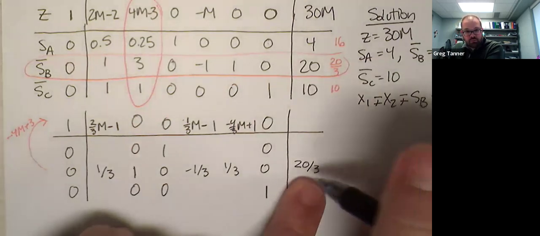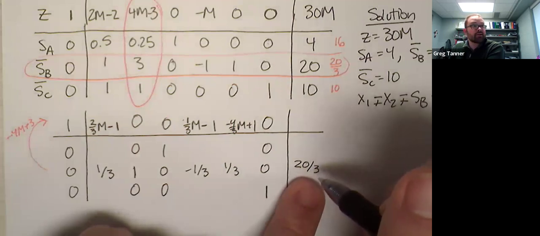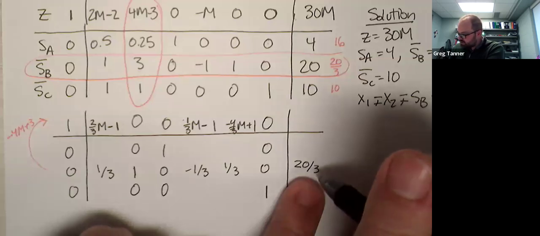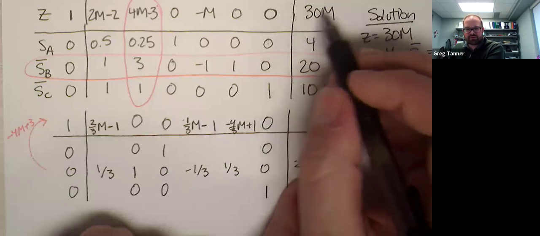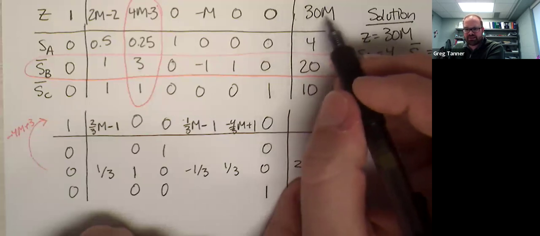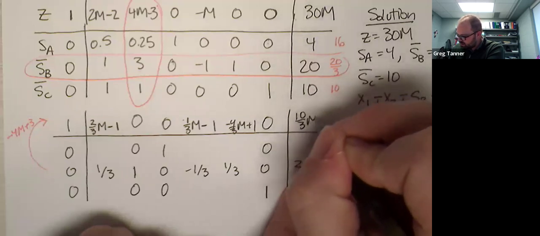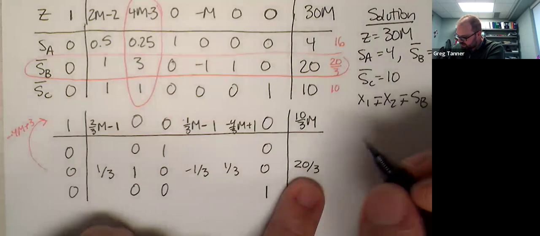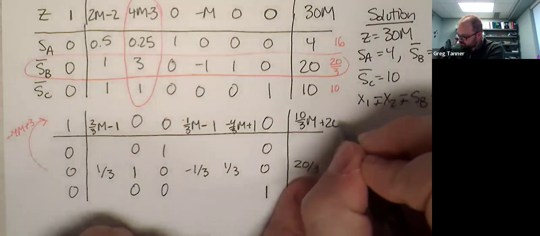Multiply this by negative 4m plus 3, and we'll get negative 80/3 m. And so negative 80/3 m plus 30m. 30m is 90/3 m. And so that's going to leave us with 10/3 m. And multiplying that, it's going to give us plus 20. Cool.